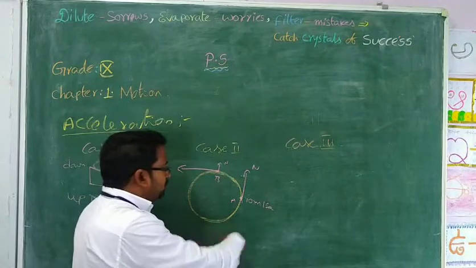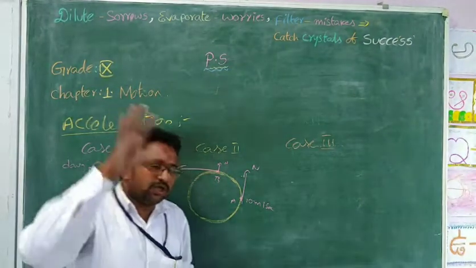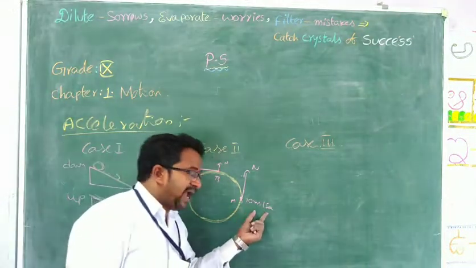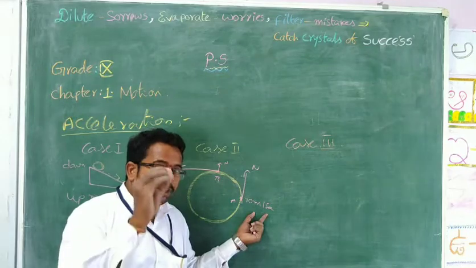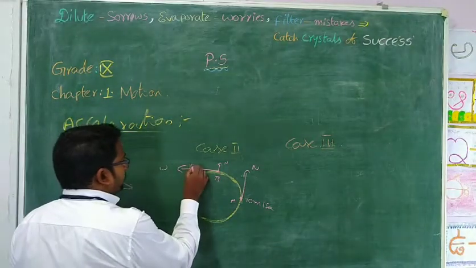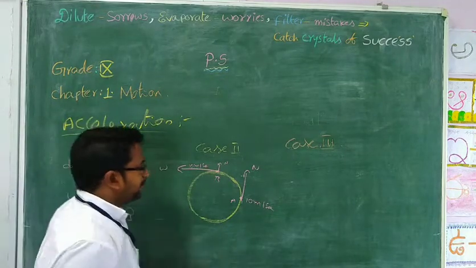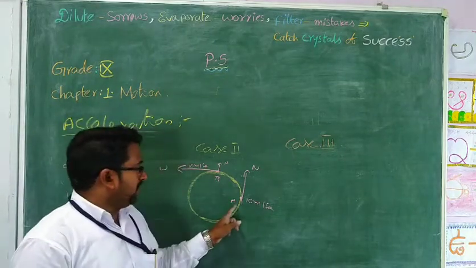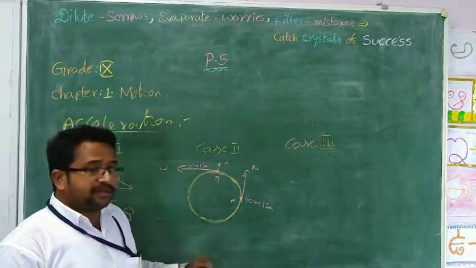The object is doing uniform circular motion, which means the magnitude of linear velocity remains constant. Magnitude means only the quantity. 10 meters per second here, also 10 meters per second here. But what is the direction? Towards west. At point A, velocity is 10 meters per second. At point B, 10 meters per second.